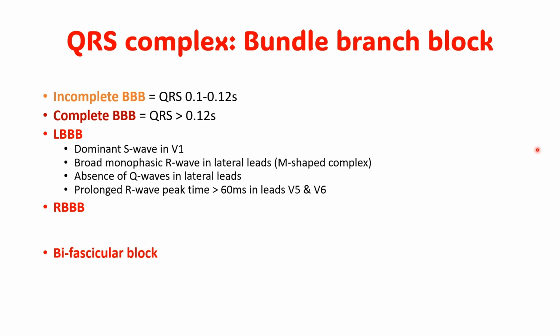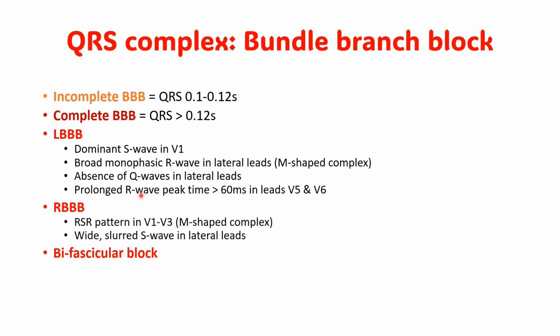So now let's talk about right bundle branch block. Okay. So what we have is this thing called an RSR pattern in V1 to V3, and we have formation of this M-shaped complex. Okay, so sometimes it's called RSR prime too. And this complex, like in left bundle branch block, can also be monophasic too. So that's something to be aware of.